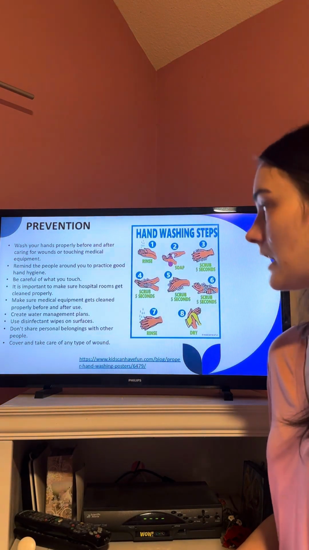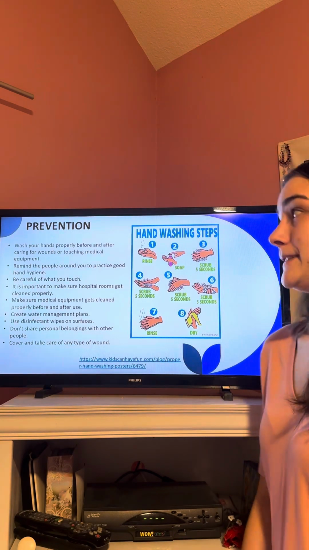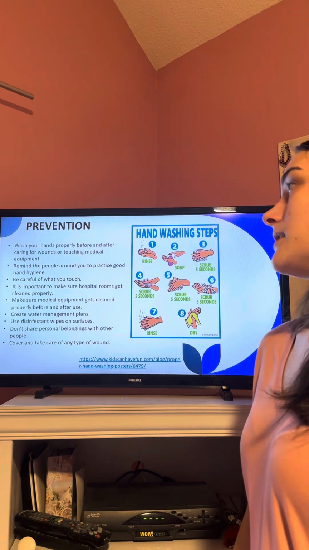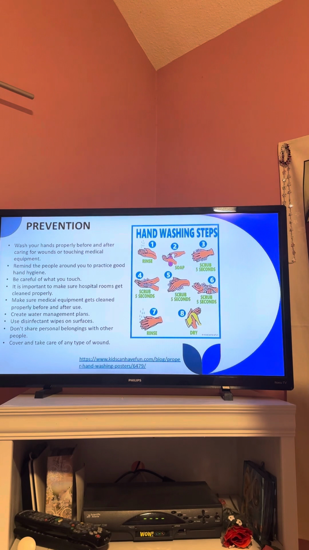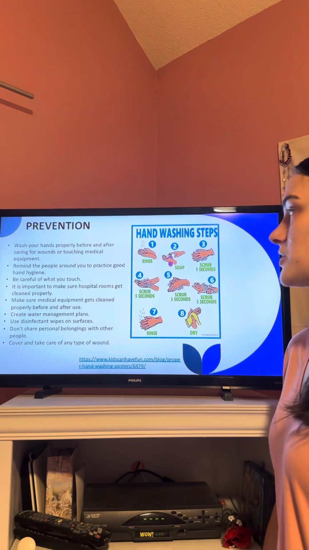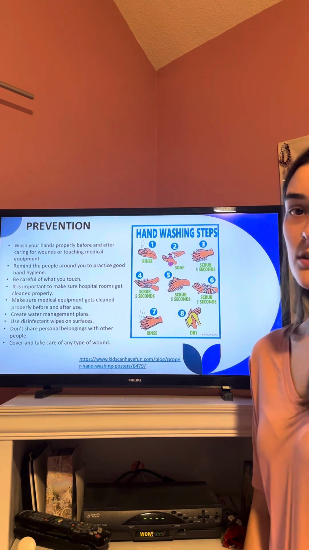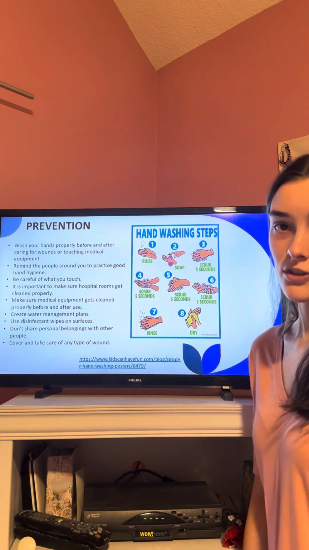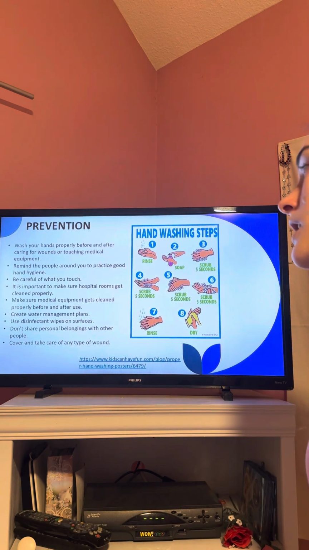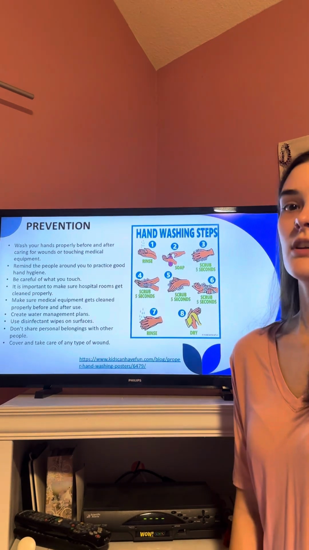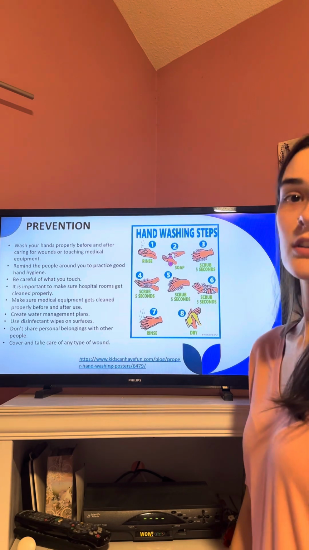Prevention. Prevention can actually be really easy. Prevention can be washing your hands. As simple as that, washing your hands before and after caring for wounds or touching medical equipment. And it's also important to remind the people around you to be safe and wash their hands, not just you. Be careful of what you touch. If you know that a patient is infected, just wear gloves and be safe.